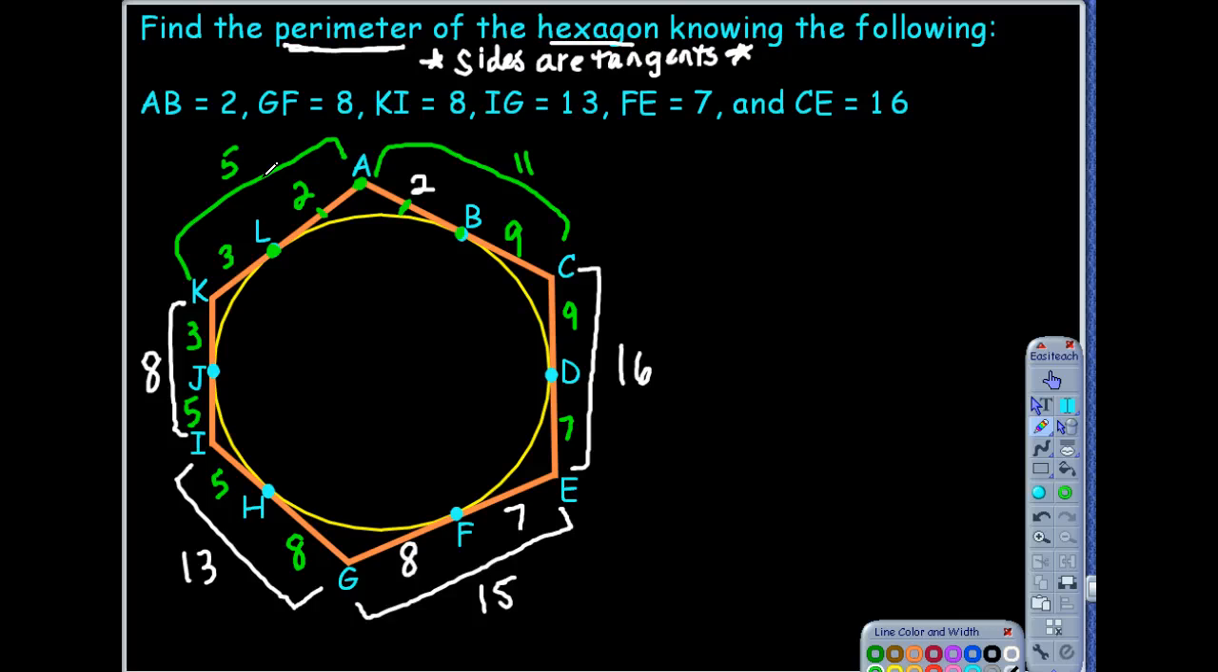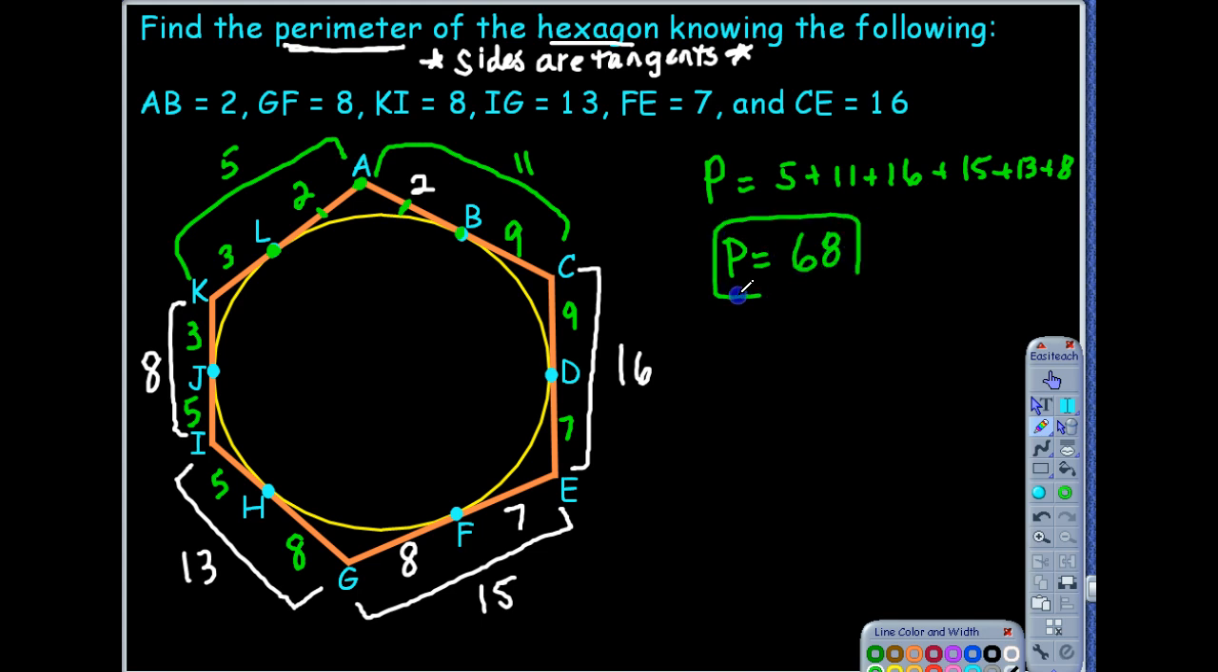But notice, guys, there wasn't a lot of work involved. To me, it's just labeling that picture. All right. So to find the perimeter, you're basically adding 5, 11, 16, 15, 13, and 8. I got my handy helper here. Should be typing it in. 68. And the perimeter is 68. Hopefully you got the same thing. Yeah. Okay.